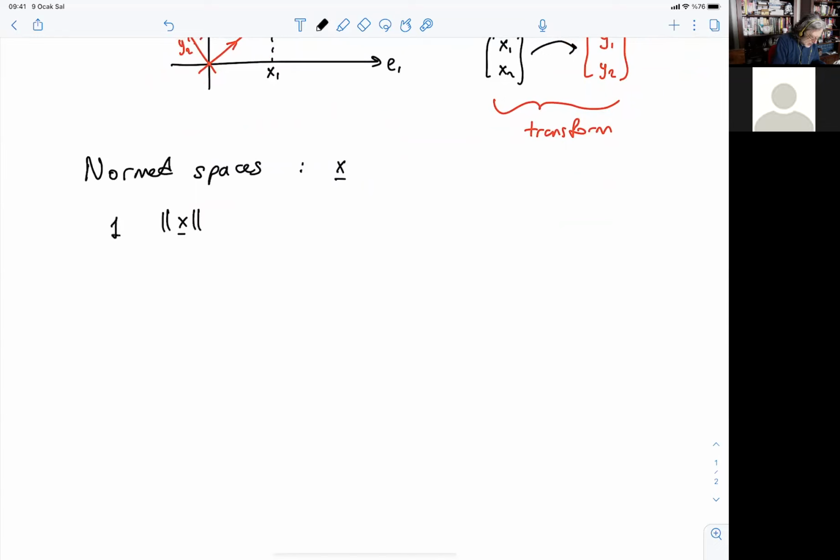We will have these properties. First of all, the norm must always be positive, greater than or equal to 0. And the norm being equal to 0 means that the X vector is the 0 vector. There's no other vector that will give you a 0 norm. Only the 0 vector will give you that.